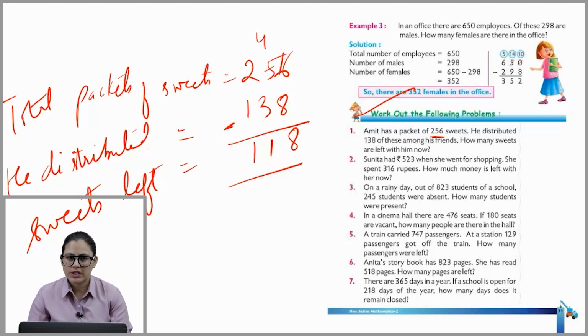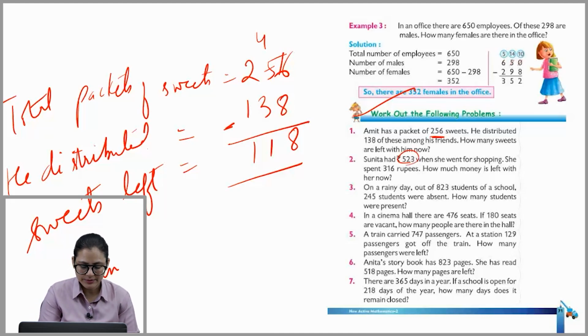Sunita had rupees 523. When she went shopping, she spent 316 rupees. How much money is left with her now? See, whenever you have some money and you go shopping, you spend there, okay? And then after shopping, there is a small amount of money or a few rupees you are left with, okay? So in this case, what do you do? You subtract the amount which you spent from the total money which you had, okay? So in this case also we will subtract from the total money.